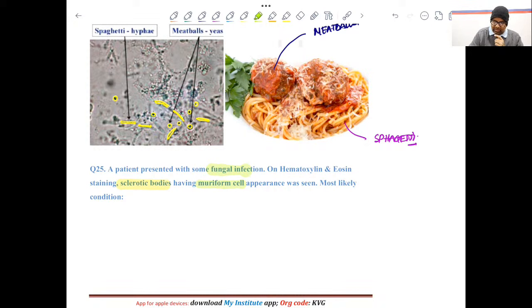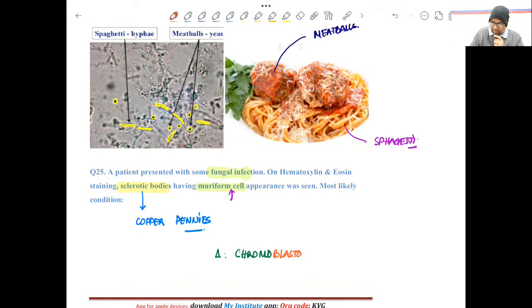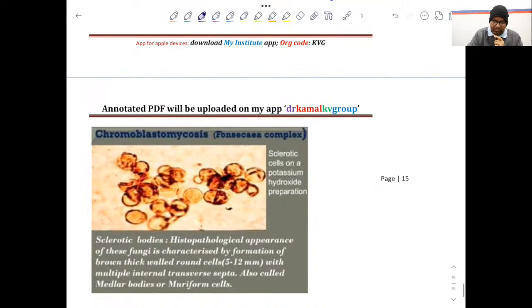Now, what is this? The moment you have this word, sclerotic bodies or copper coins or copper pennies or muriform cell appearance, the classical answer is chromoblastomycosis. Clear? So this is chromoblastomycosis. Right? So just look for this word, copper pennies or medlar bodies or sclerotic bodies. Now how do they look like?